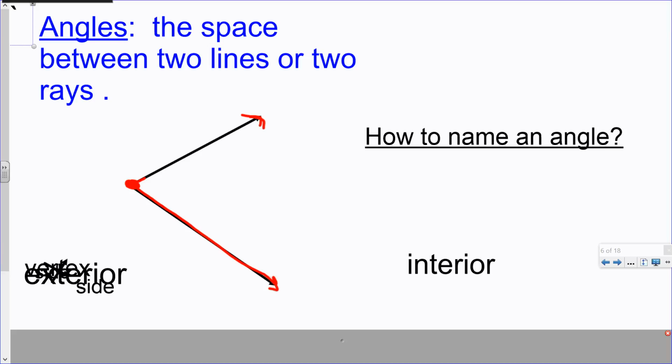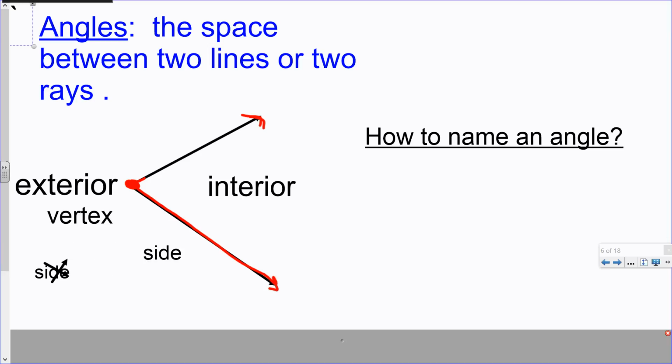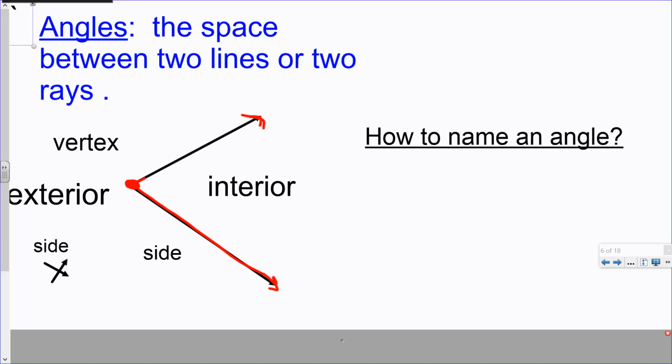Now this space in between the two rays right here where my hand's at, that's the angle. It's the space inside. We call that the interior of the angle. So go and write the word interior inside the angle. Everything outside of it is exterior. So all this space outside where my hand's at is the exterior. The sides are actually the two rays here. So this is a side and that's a side.